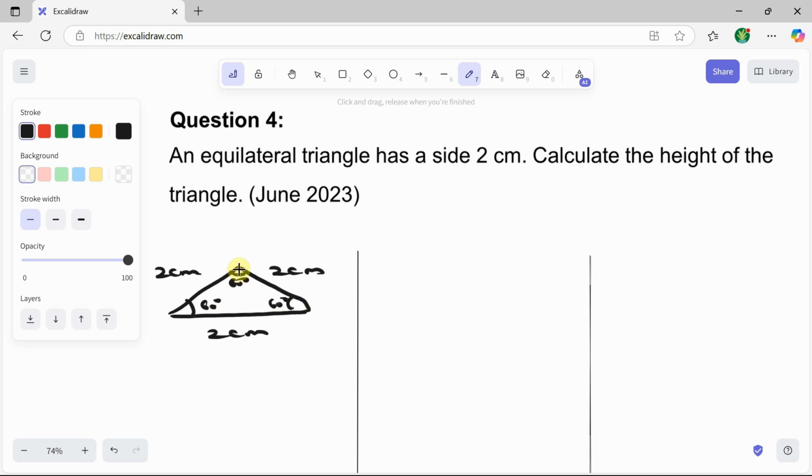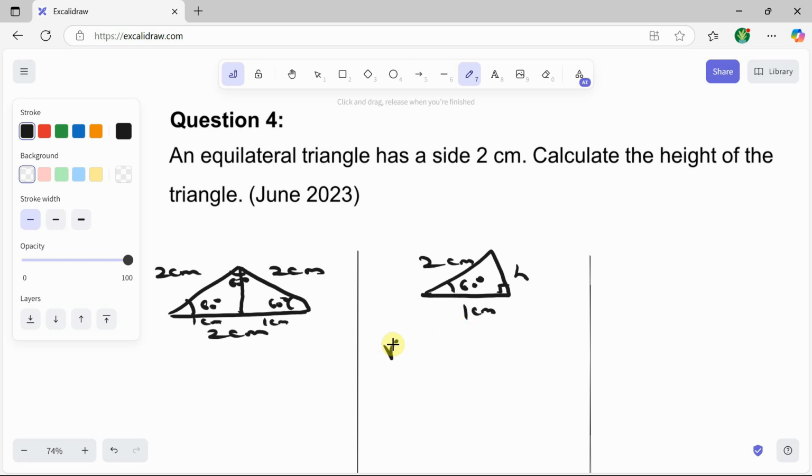So this is 60 degrees, this is 60 degrees, and this is 60 degrees. If I draw a perpendicular line at the middle, it also bisects the side. So this side will be 1 centimeter, this will be 1 centimeter. If I blow that up, it will be something like this. The angle here is 60 degrees, this is 90 degrees, this is 2 centimeter, this is 1 centimeter. And this is basically the height, which is the h that we're trying to find.